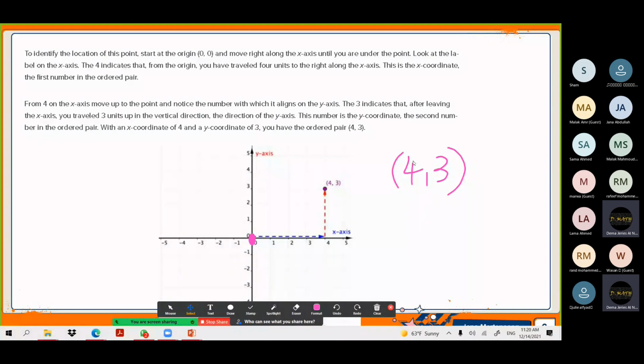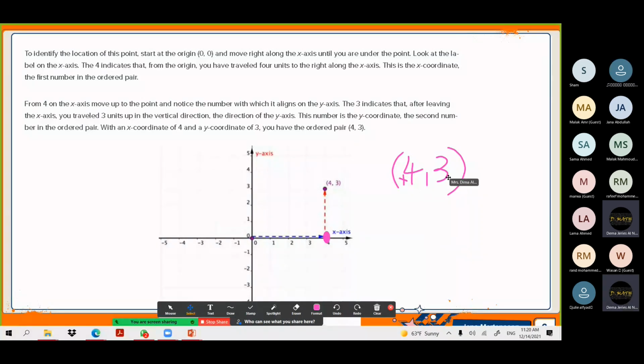Now, what about the sign of 4? Is it positive or negative? Positive. I mean positive. So since it's positive, I have to go to the right 4 units. If it is negative, you have to go to the left. So here we have to go 4 units. 1, 2, 3, 4 until you stop here. So here you locate the 4.